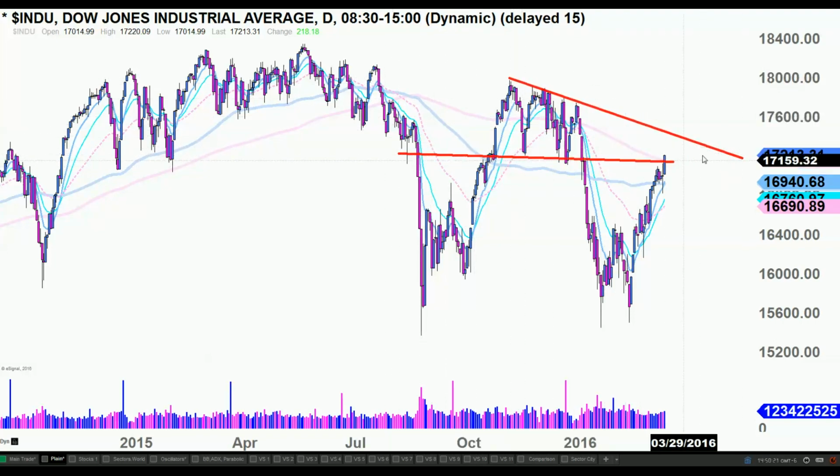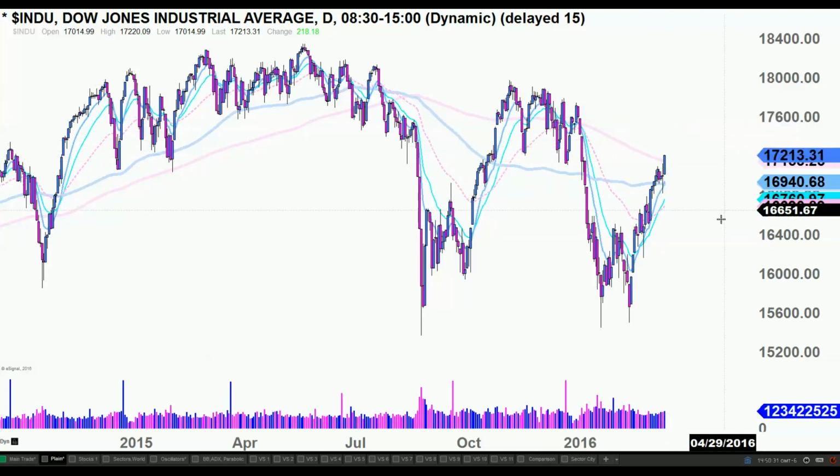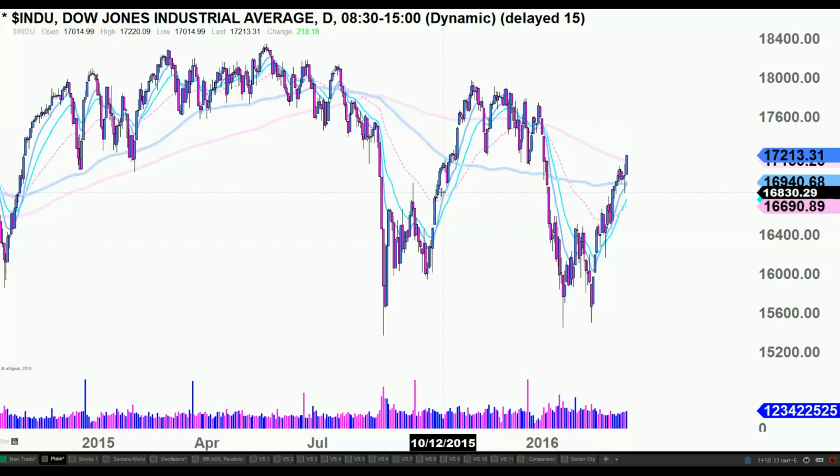So this is definitely a level to watch here, about 17,229 or so. This is an important level. We're just right at it. If we get above that level, we have the downtrend resistance coming down. And if we start to pull back on the Dow Jones, I think the 50 MA is a good level to watch.